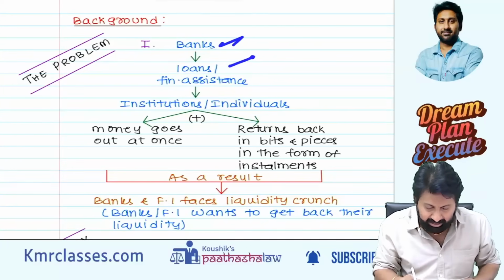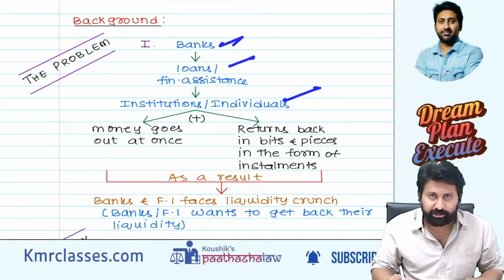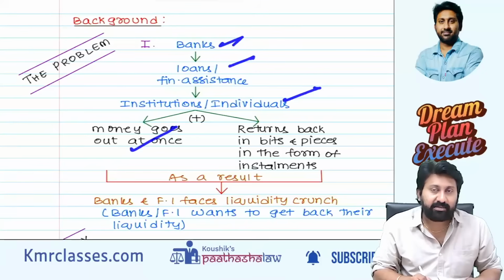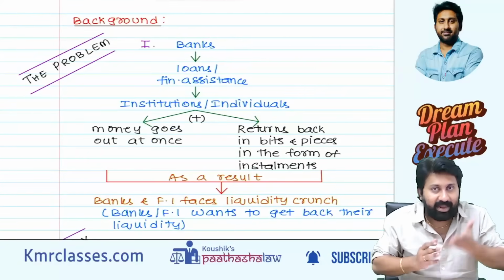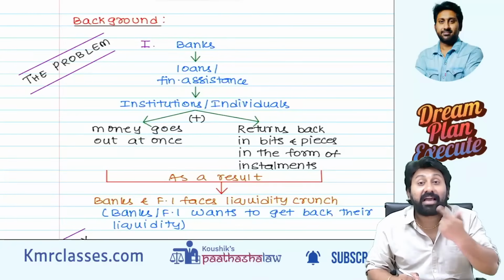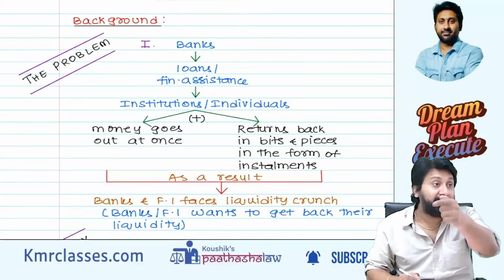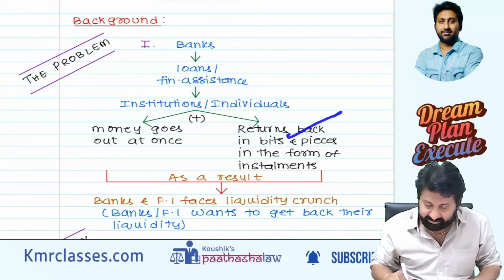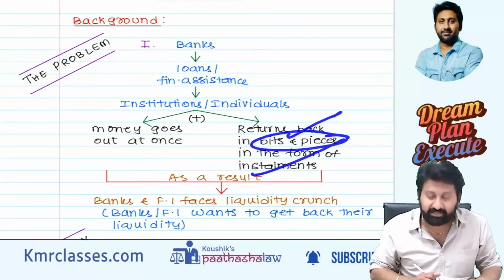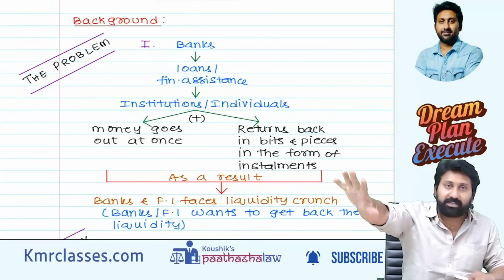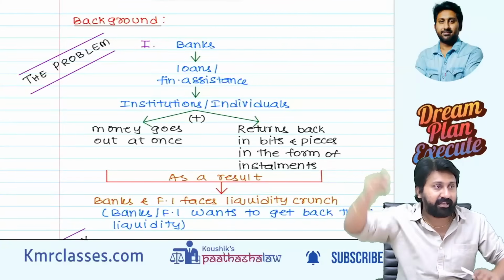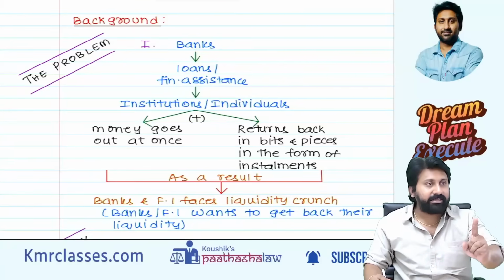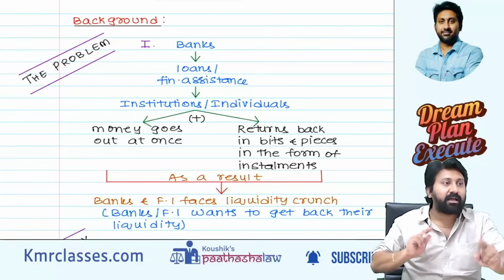Banks will give loans to institutions and individuals. Once the bank gives a loan, what will happen? Money goes out of the bank's hand at once. But the bank will collect that money back in the form of EMIs, in bits and pieces as installments. So when a bank gives a 1 crore loan, it will collect that 1 crore over 20 years. It means my 100 rupees is going out now, and only 2 rupees will come in after another year.